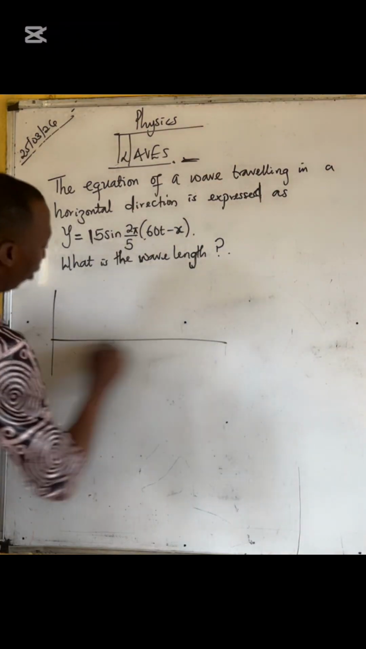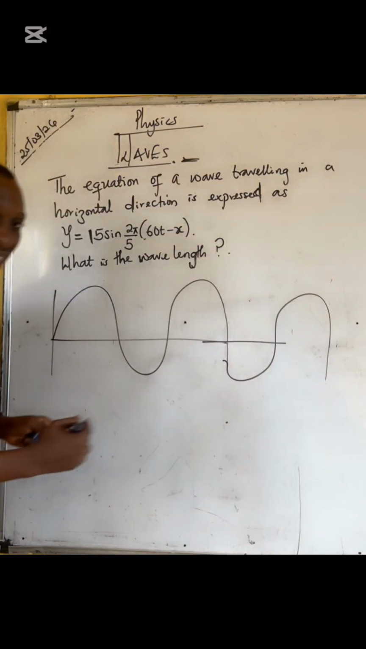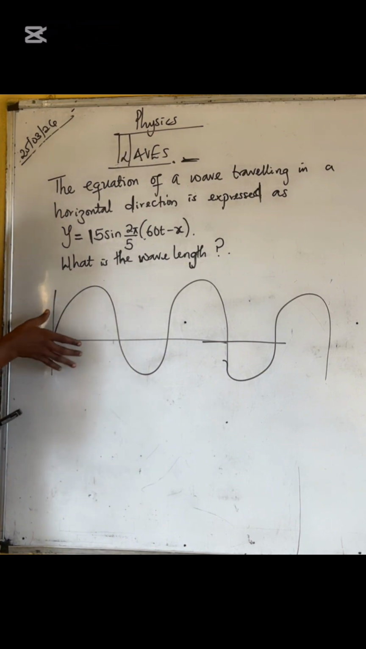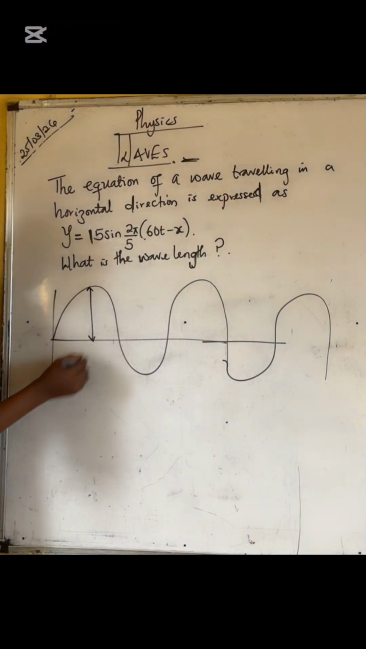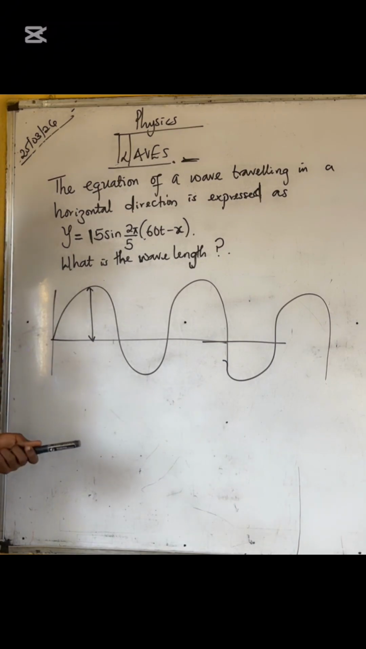If you have a wave moving in this manner, remember, a wave exhibits a sinusoidal movement. Anytime a wave is moving in this manner, there are certain things I can explain from this diagram you have seen before you. The number one term is amplitude. Amplitude is the maximum displacement of a wave from its position of rest.